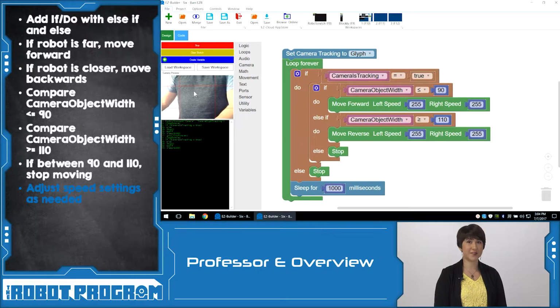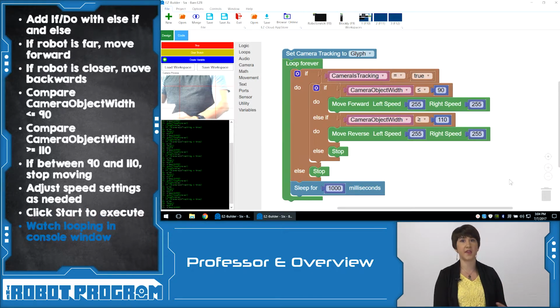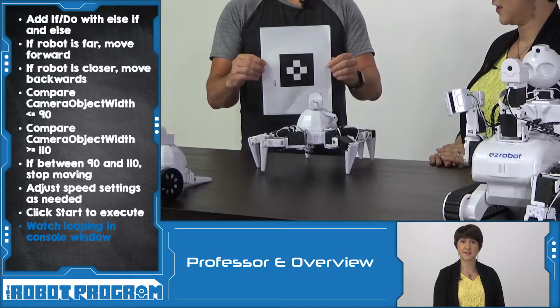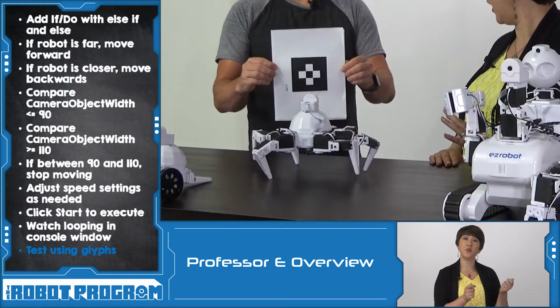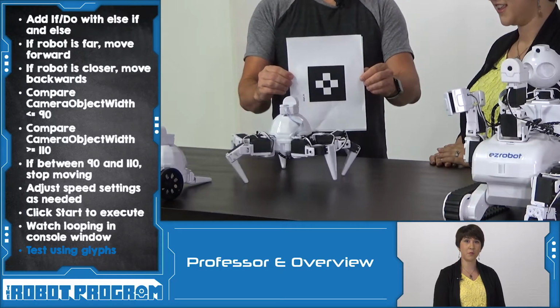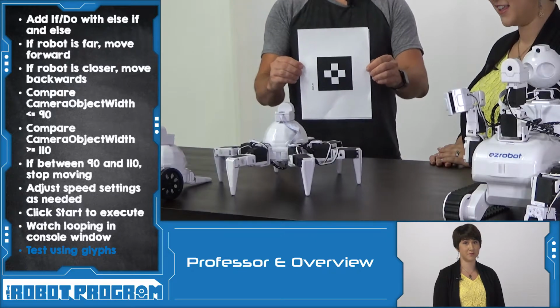Click the green start button to execute your code. In the console window, you should be able to see when the code is looping every 1 second or 250 milliseconds, whatever you set as your sleep value. Test that your script is working correctly by holding the glyph up to the robot. If you move the glyph towards your robot, it should reverse. If you move the glyph further away, your robot should come towards it.